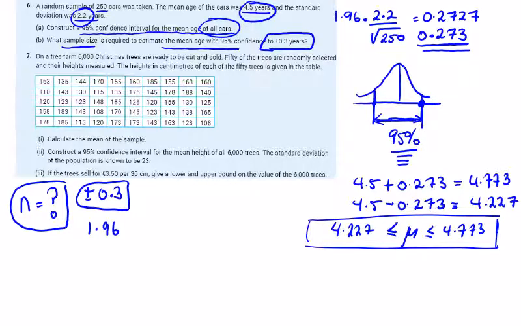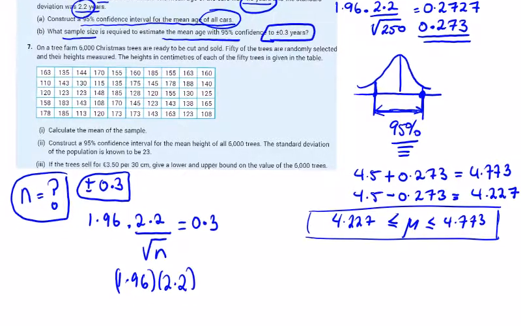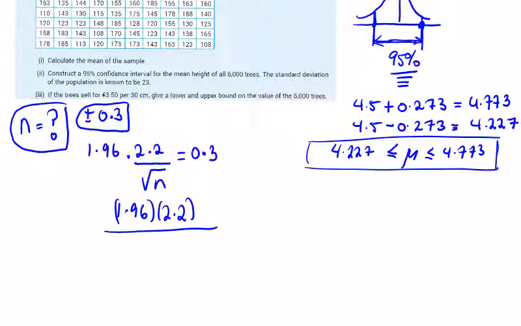1.96 by standard deviation of 2.2 divided by the square root of n is equal to 0.3. I'd have to add it on and take it away. So if I multiply across by root n and divide across by 0.3, 1.96 by 2.2 divided by 0.3 is going to be equal to root n. So I've squared both sides, so I need to square this whole thing over here. That's going to give me a value for n.